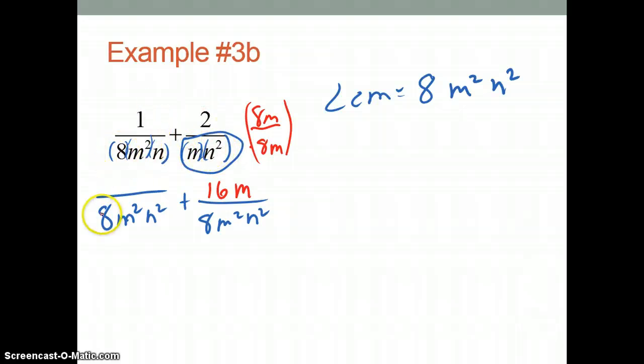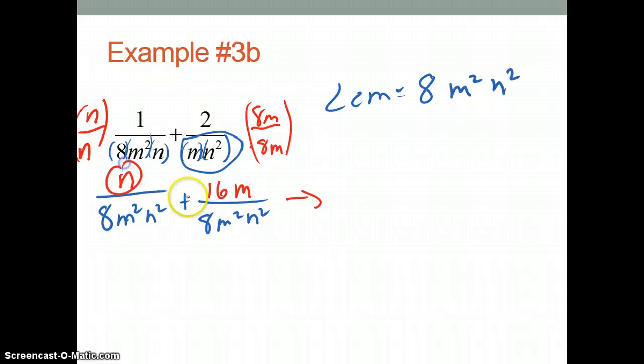We have to get 8 to 8, so we don't have to worry about multiplying it by a number. It's already there. m squared to m squared. They match. n to n squared. So we have to multiply by an n. So we get one n on top. And again, if you check that bottom, you're going to make sure that you're getting to where you need to get to, and you're not going to have any slip-ups on choosing the wrong thing to multiply by.